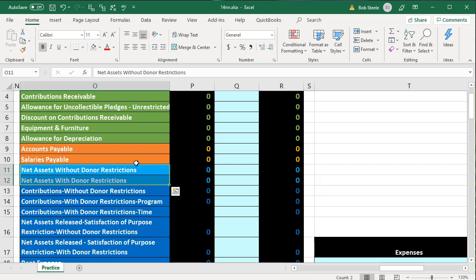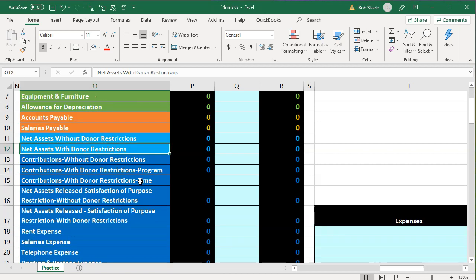These are the accounts that will be closed out to, or the temporary accounts, the income statement like accounts, will be closed out to these net asset accounts. They're going to be broken out between net assets without donor restrictions, net assets with donor restrictions. Then we have what would be similar to the income statement type of accounts, contributions being our form of revenue or similar to our revenue type of account for the not-for-profit organization.